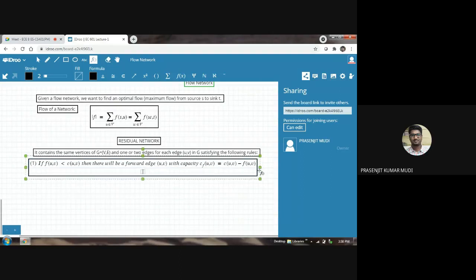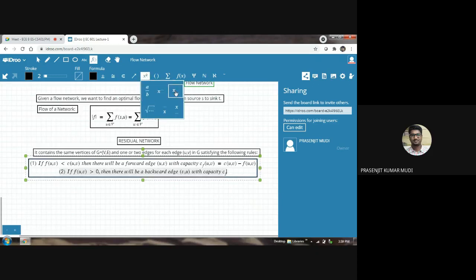And next, number 2, if f(u,v) is greater than 0, it can be negative, but if it is positive, then there will be a backward edge (v,u) with capacity cf equal to the flow, cf(v,u) equal to the flow.